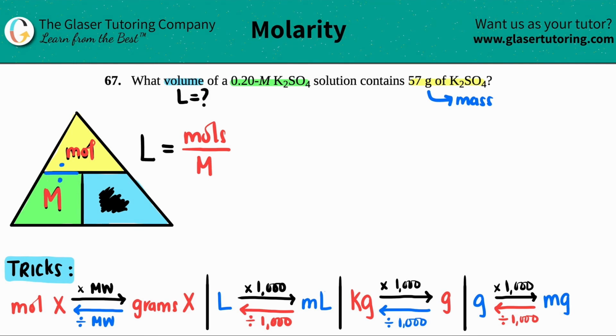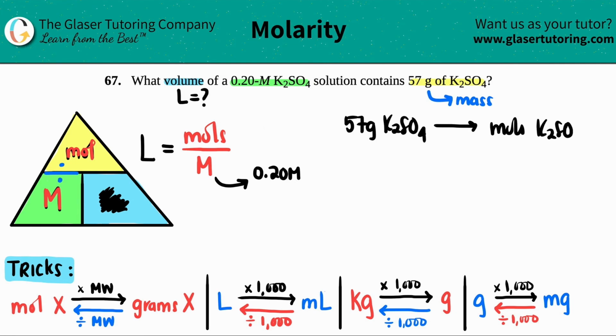Okay, so do I have a mole value and do I have a molarity? Well, they gave us a molarity. Capital M is molarity, so I know the bottom number, 0.20. But did they give me moles? No, they gave me a gram value, a mass. So before I find my volume, I first have to convert 57 grams of K2SO4 into moles of K2SO4.